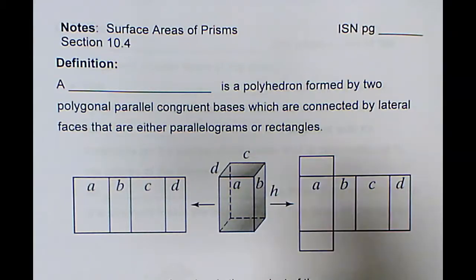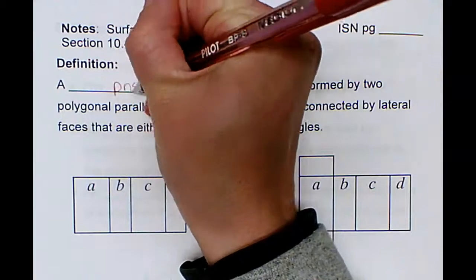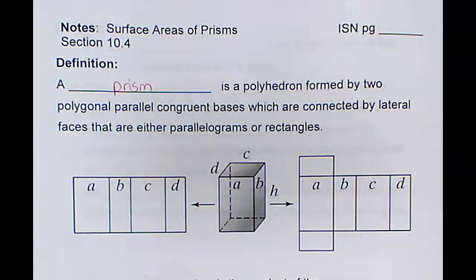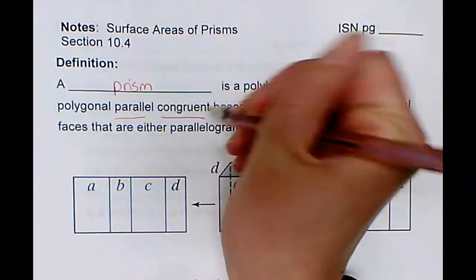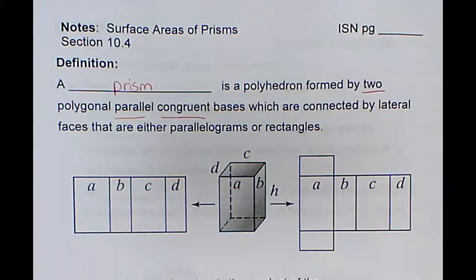So today, a prism is our first term that we want to start out defining. It's a polyhedron formed by two polygonal parallel congruent bases. So those bases are parallel to each other, they're congruent to each other, and there are two of them. And they're connected by lateral faces that are either parallelograms or rectangles.